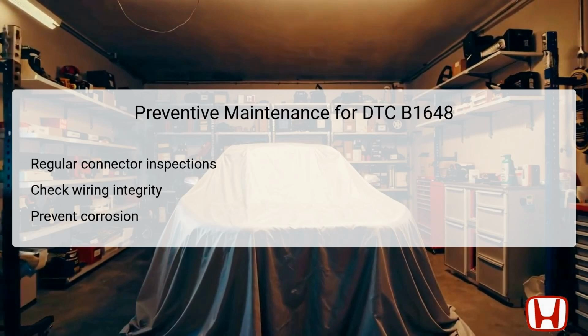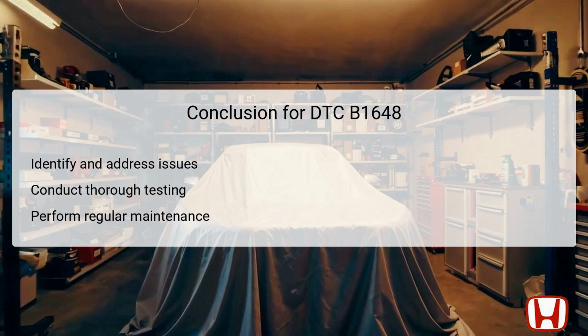In conclusion, DTC B1648 concerning the passenger's door left front antenna circuit open is crucial for the operational integrity of the Honda CRV's keyless entry system. Identifying and addressing the issues start with careful diagnostics, using tools like the HDS. Conducting thorough testing and troubleshooting, as outlined, allows for methodical elimination of potential failures or faults in components.